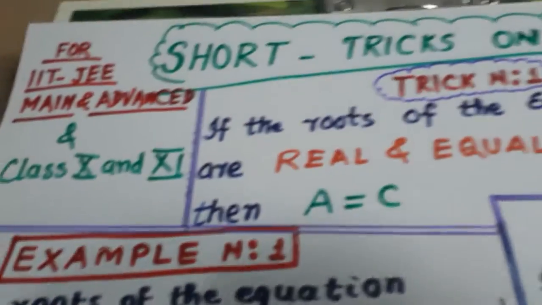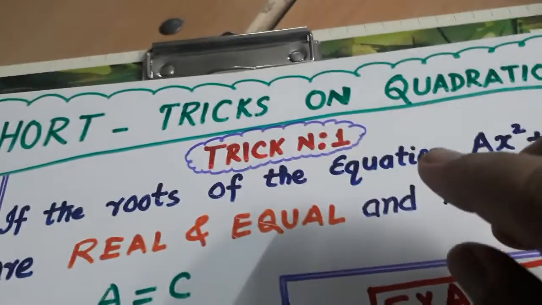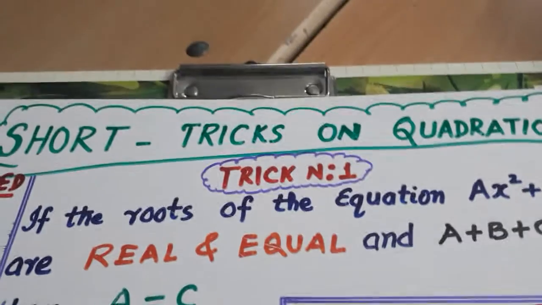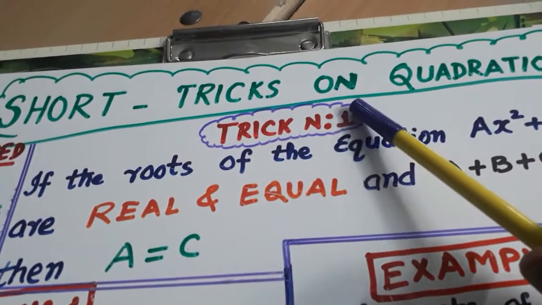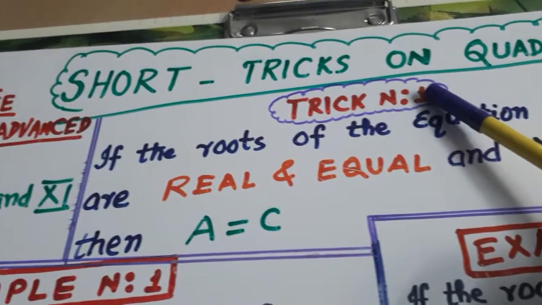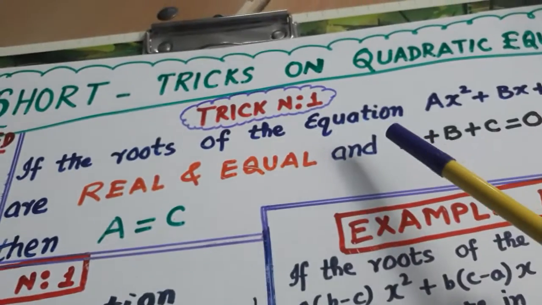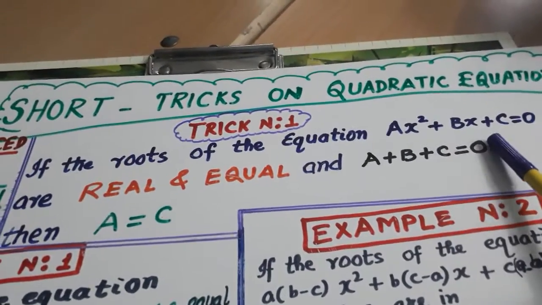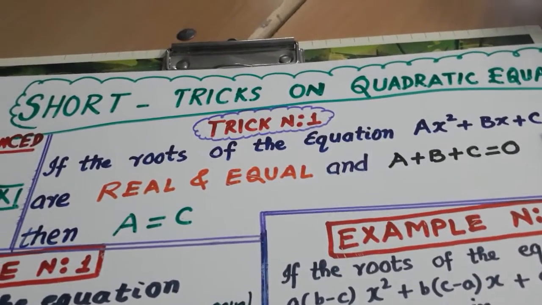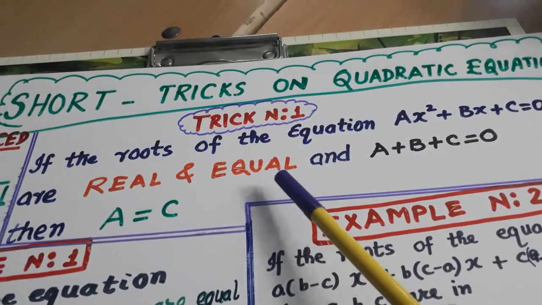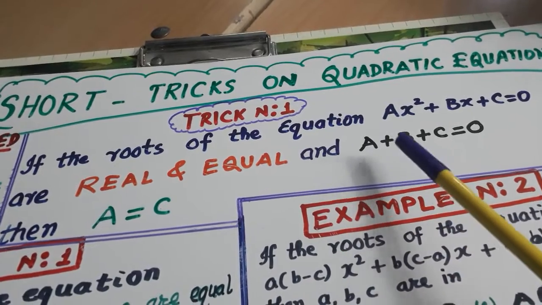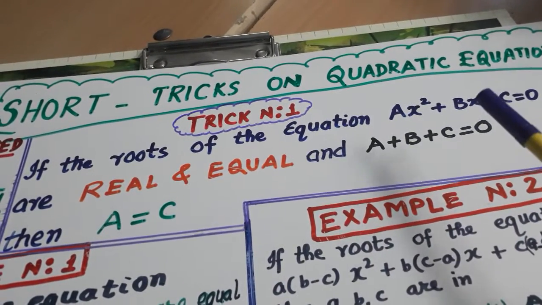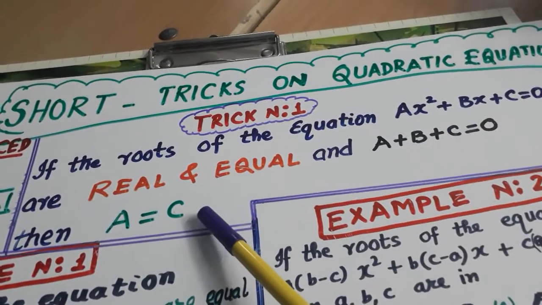Look here. These are short tricks on quadratic equations. Trick number 1: If the roots of the equation ax square plus bx plus c equal to 0 are real and equal, and a plus b plus c is 0, then a is always equal to c.